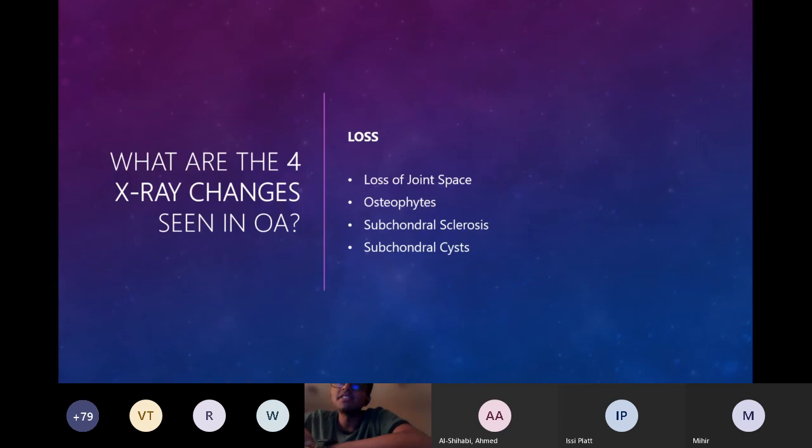Right. More interesting stuff. Time to pick on another person. Right, Prina, what are the 4 X-ray changes seen in osteoarthritis?